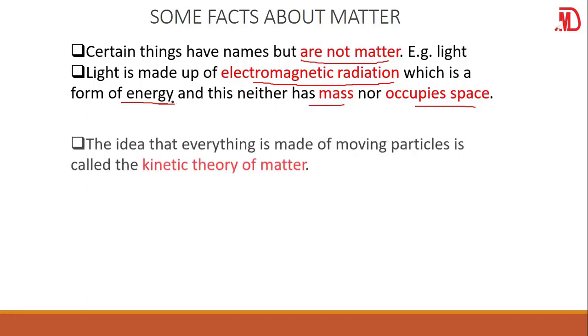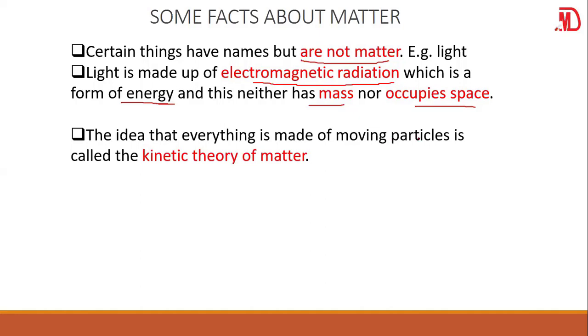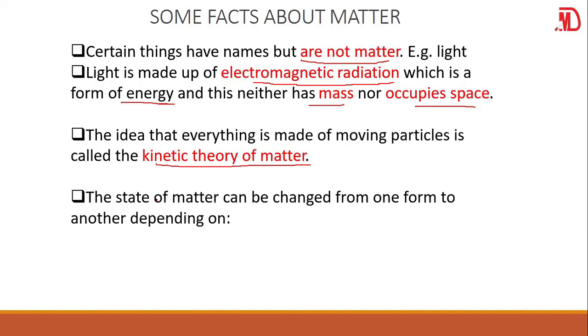All right. And again, the idea that everything is made up of moving particles is called the kinetic theory of matter. I think this one has been well explained already. And again, the state of matter can be changed from one form to another depending on some factors. Like I was saying in the previous slide, when a substance gains energy or gains temperature, temperature will rise. When temperature rises, the substance becomes hotter, begins to get energy, and begins to move around, isn't it?